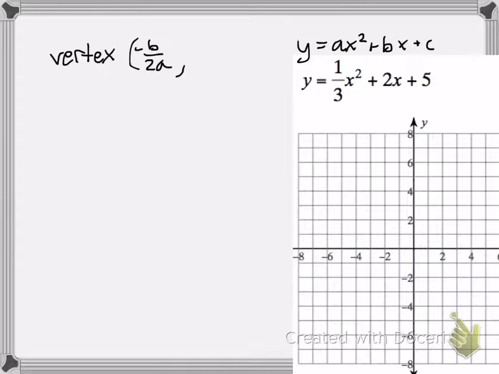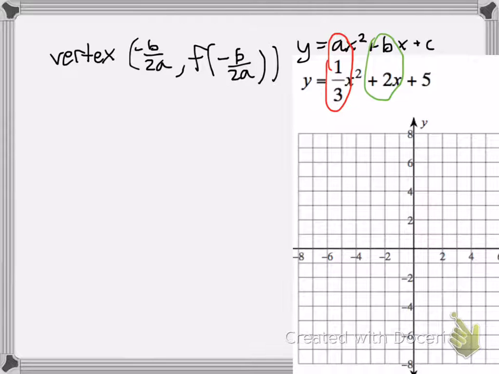And then for the y-coordinate, I need to plug negative b over 2a back into my function to figure out what's the appropriate y value that matches up with that x value. So that's why standard form again is a little trickier than the vertex form when we're graphing, because we have to do some work to figure out where that vertex is. So if I look at A, here I have 1/3 is my A, and if I look at B, here I have 2 is my B.